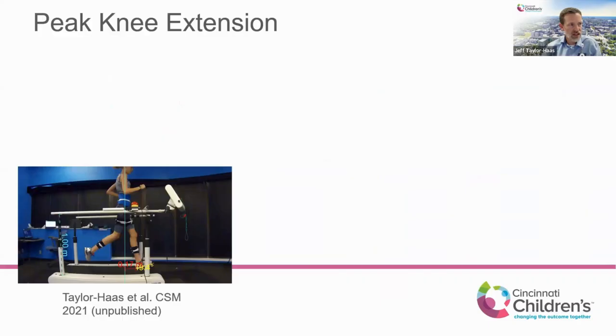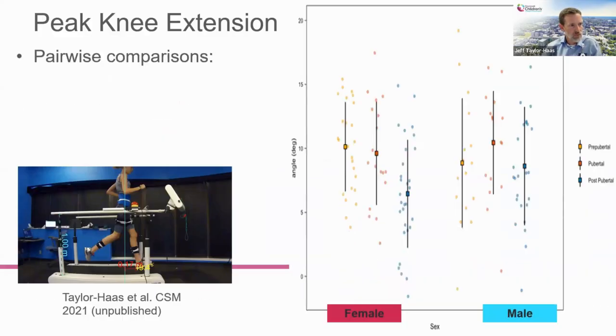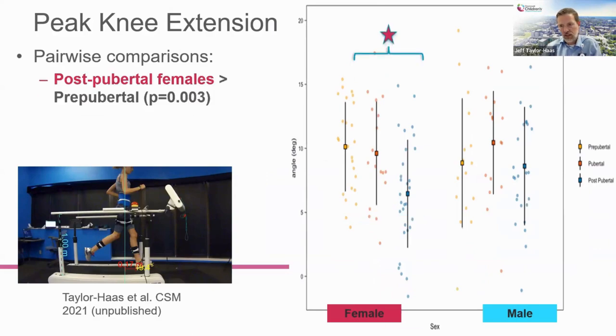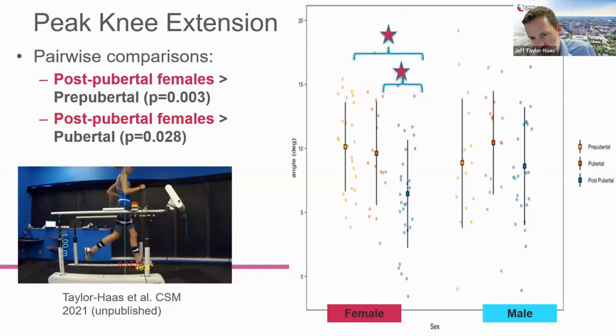Going back to that peak knee extension, statistically, we did some pairwise comparisons, and in this yellowish color, that's our prepubertal runners. Here's our pubertal runners, and here's our postpubertal runners. Zero is getting you to knee extension more; this is 5 degrees of knee flexion, 10 degrees of knee flexion. And we can really see those pairwise comparisons where we see differences between our postpubertal runners who land with their knee more extended compared to our pubertal runners and our prepubertal runners.